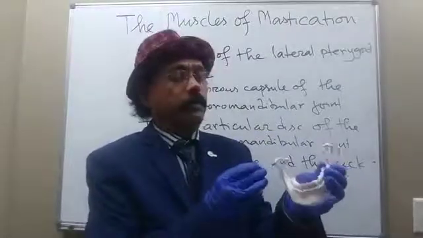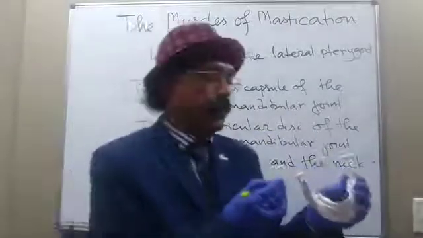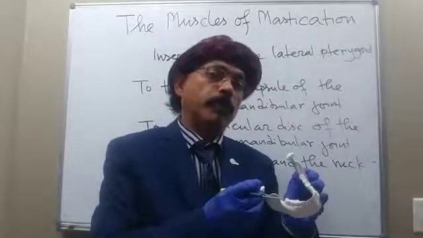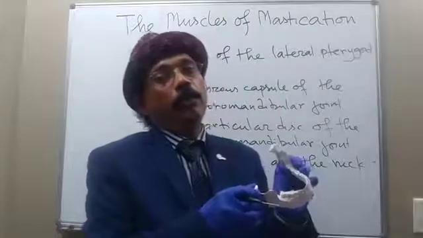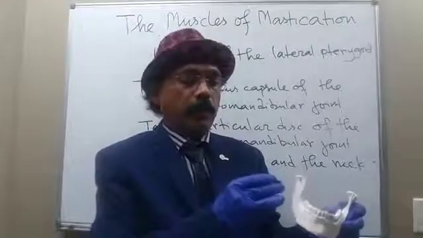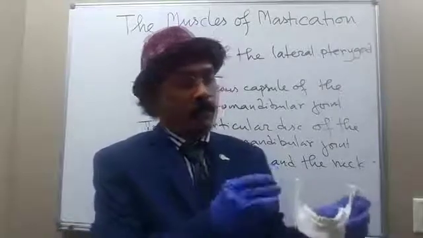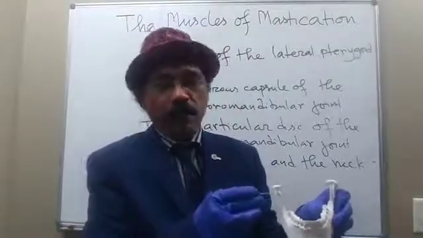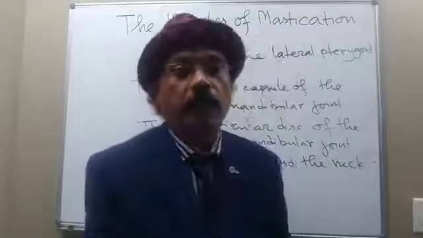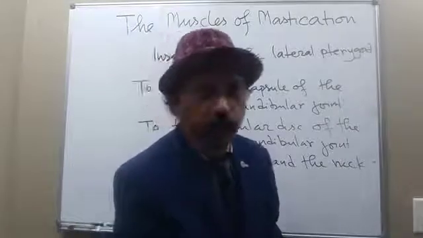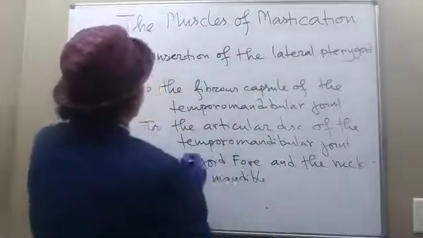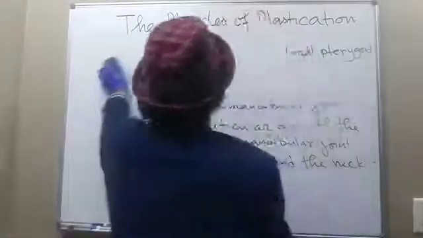So this is the pterygoid fovea, plus the fibrous capsule of the temporomandibular joint and the articular disc of the temporomandibular joint. This is the neck of the mandible here. So, pterygoid fovea and neck of the mandible, fibrous capsule, and articular disc of the temporomandibular joint. Okay, we got the insertion of the lateral pterygoid muscle.